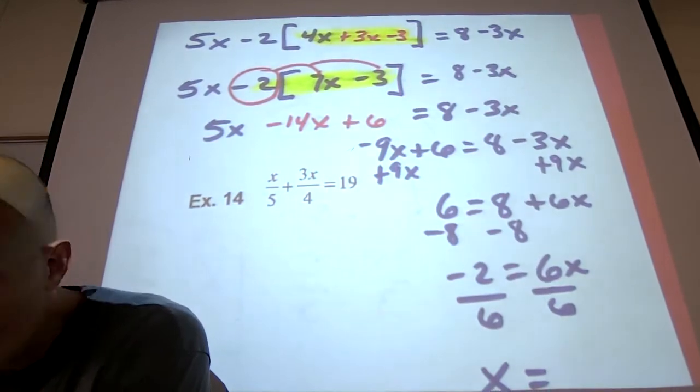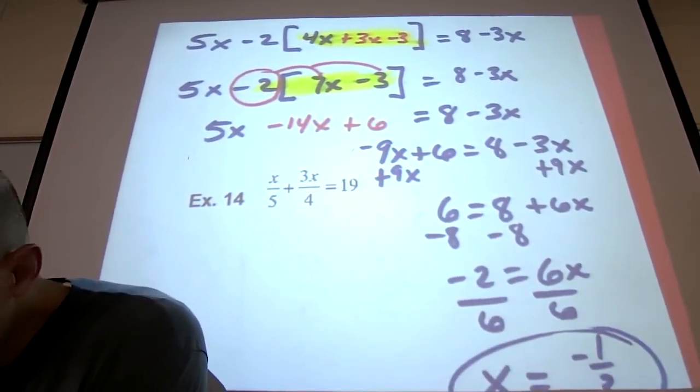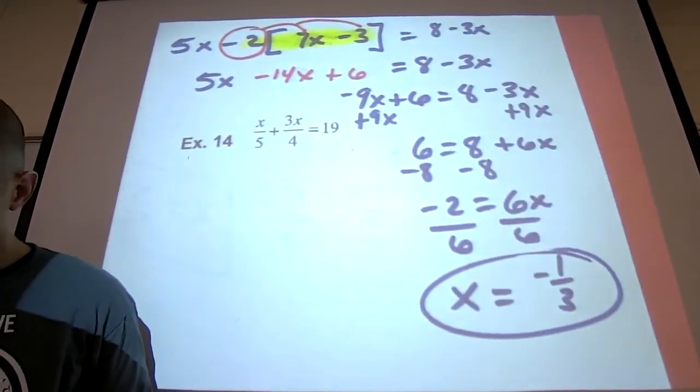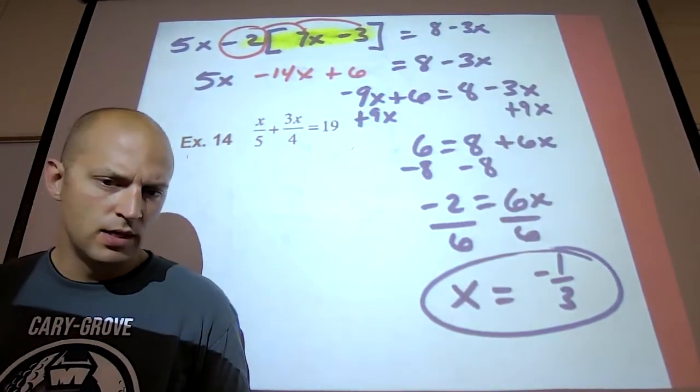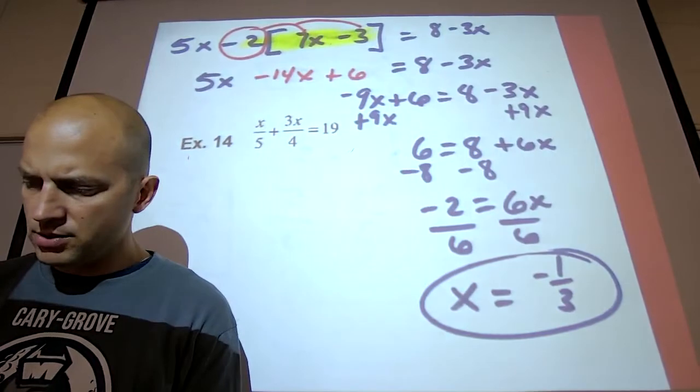Reduce. And they reduce by what, 2? So negative 1/3. Holy moly. But if you look at it, it's not so bad. And it's good review of what we did in chapter 1. A little, please excuse my dear Aunt Sally.